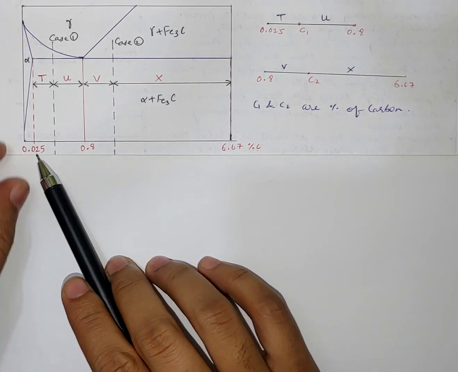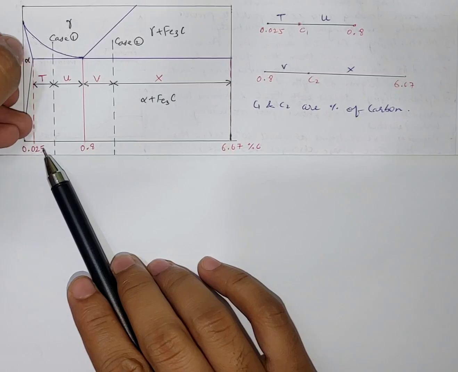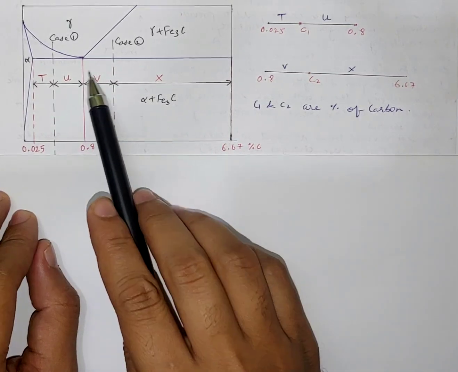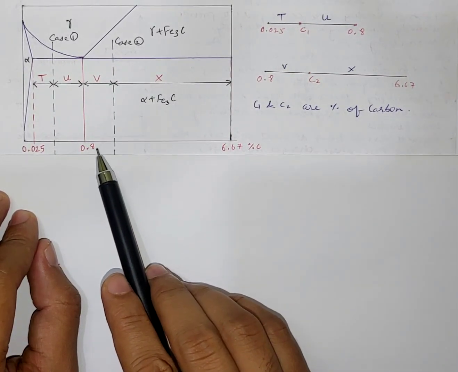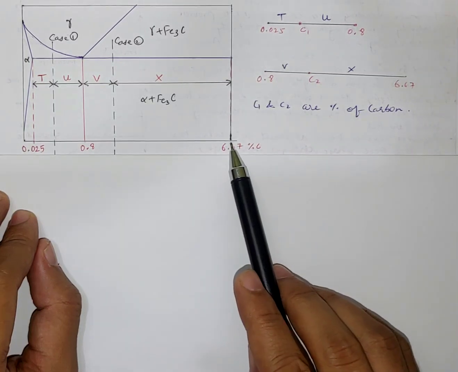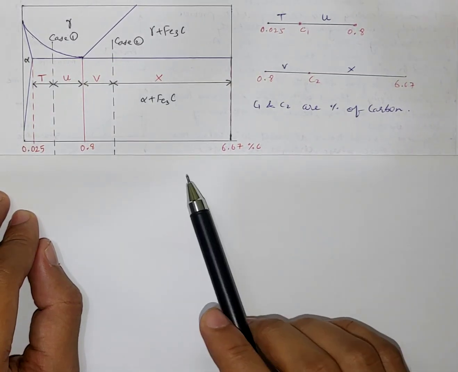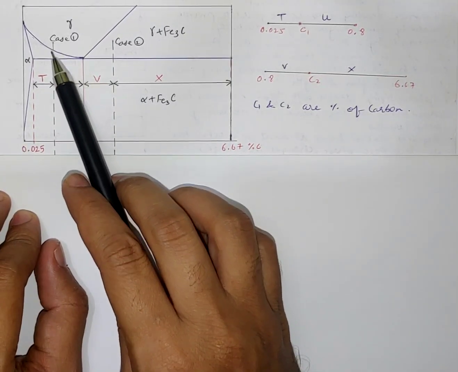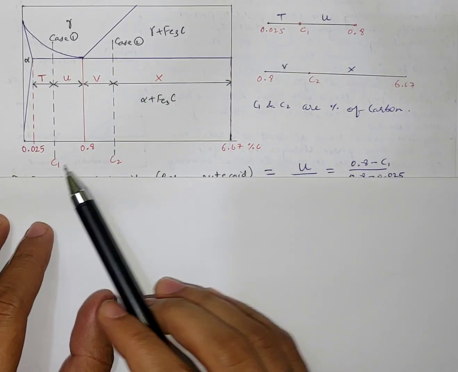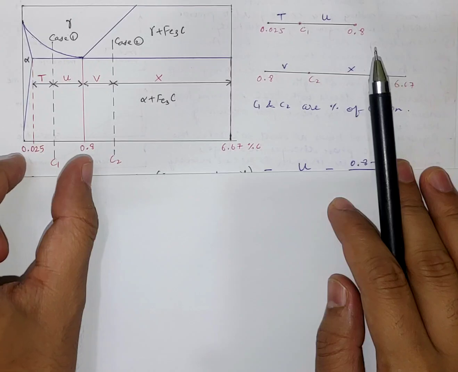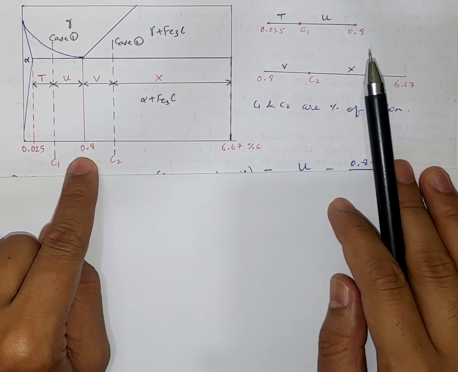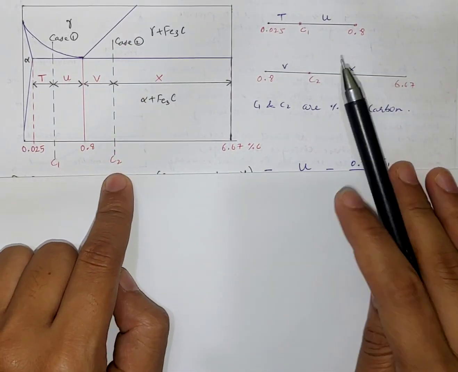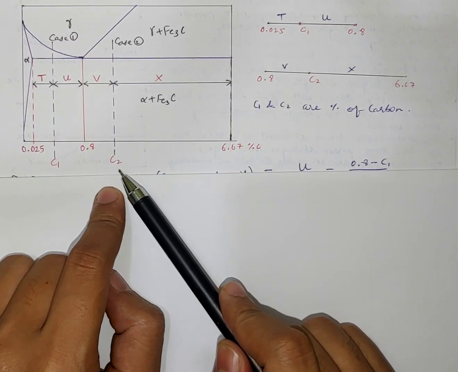Here we know it is 0.025 percent carbon if we draw a straight line from this triangular point. At the eutectoid point we know that 0.8 percent carbon is there, and at the end of the iron carbon diagram there is 6.67 percent carbon. Now we will consider two cases. In the first case we will take composition C1, in between these two carbon percentages, on the left side of the eutectoid point. The second case we will consider on the right side of the eutectoid point and call it C2.